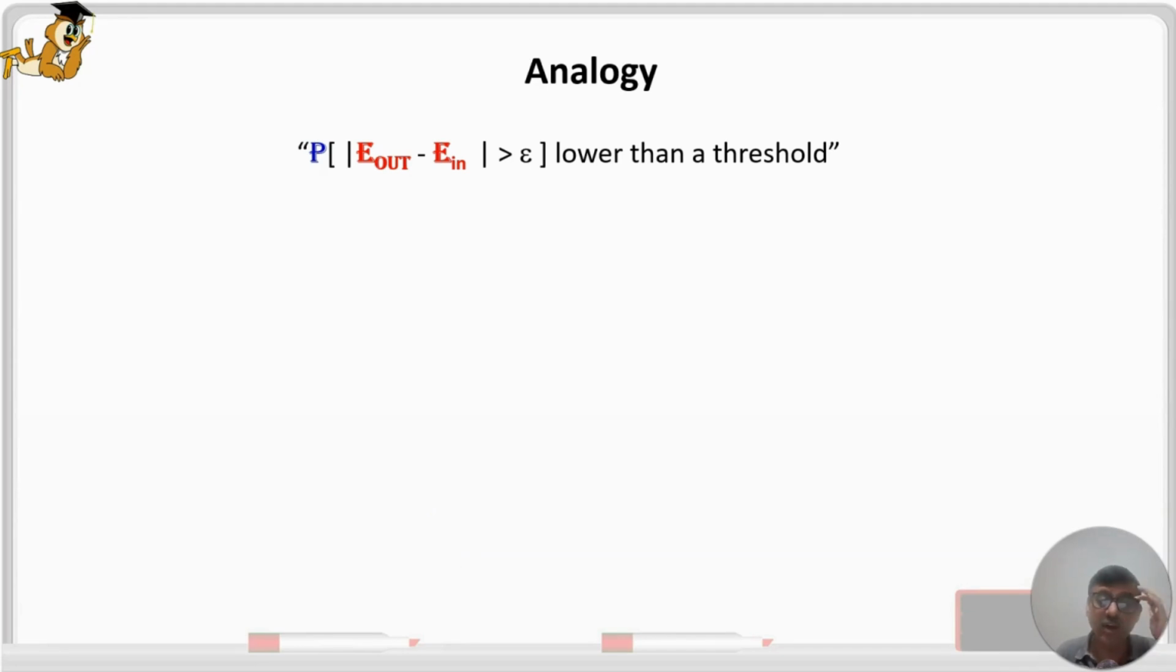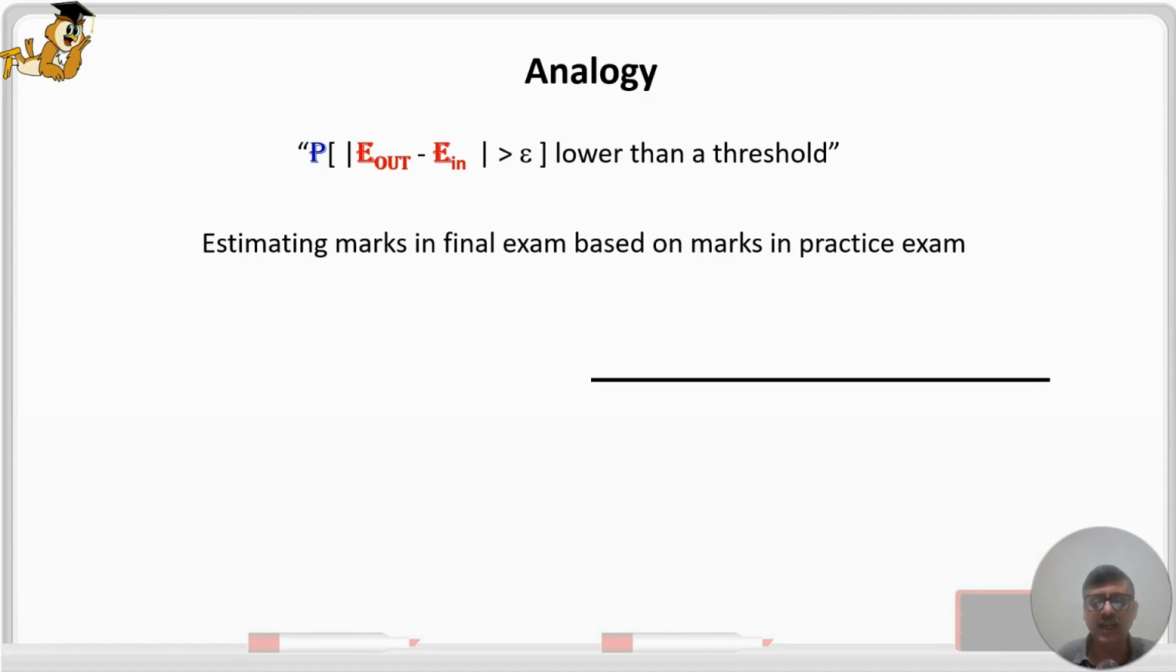The probability of absolute E out minus E in greater than epsilon is lower than a threshold. Let me explain this idea with an example of estimating marks in a final exam based on marks in a practice exam. For example, let us assume that you've been coaching your cousin for his 10th standard exam or whatever exam, and you gave him a practice examination. You were asked by your relatives to estimate the marks that your cousin would get in the final exam based on the marks he got in his practice exam.